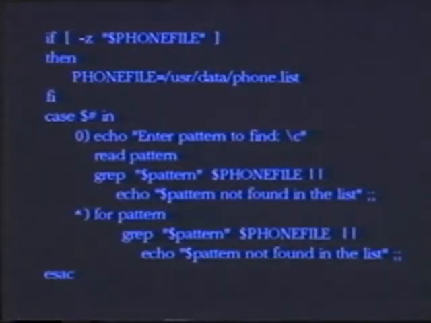In those cases, I'm going to use a default phone list, which is stored in /usr/data/phone.list. And you see that I assigned that to phonefile here. In either case, when I get to the end of the if statement here, phonefile is assigned an absolute path name, either directly from the environment or from the assignment statement here. I then go and take the first argument off the command line and search for that in the file identified by the phonefile variable.